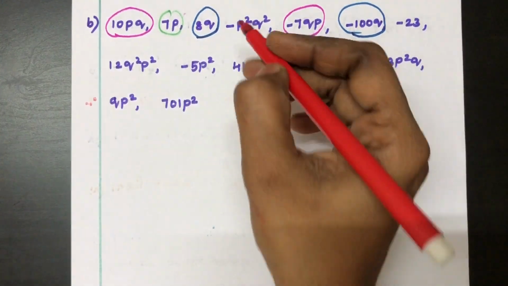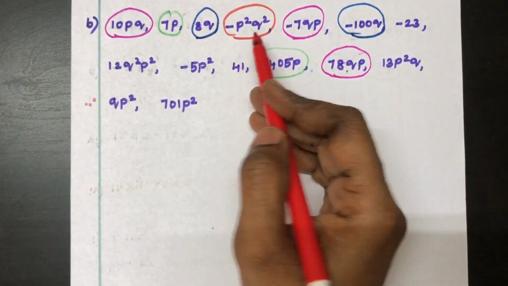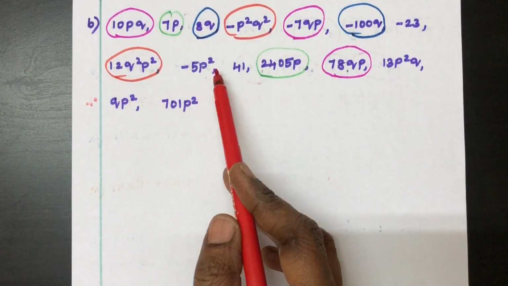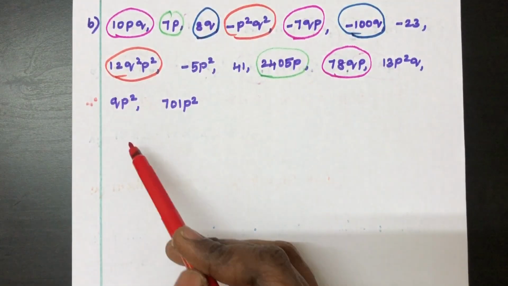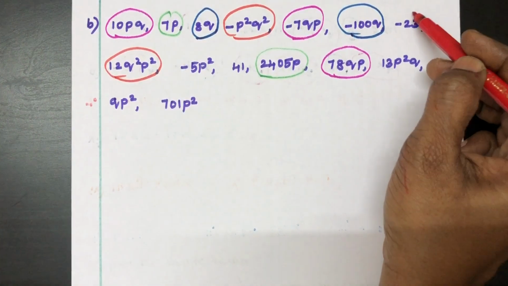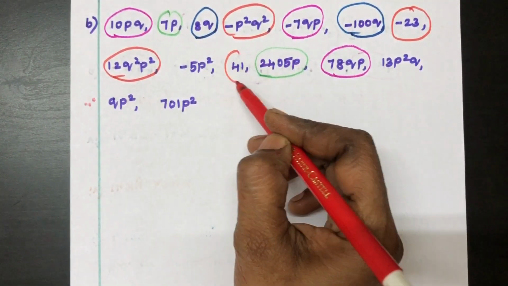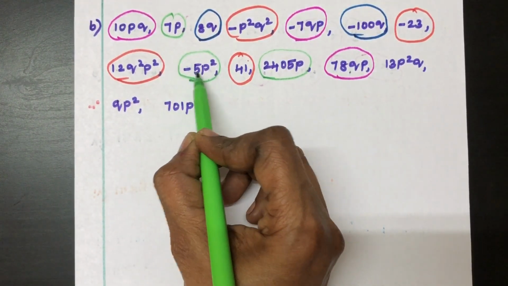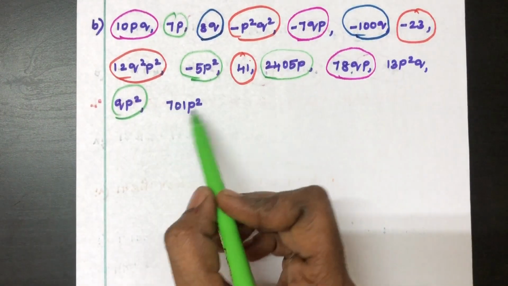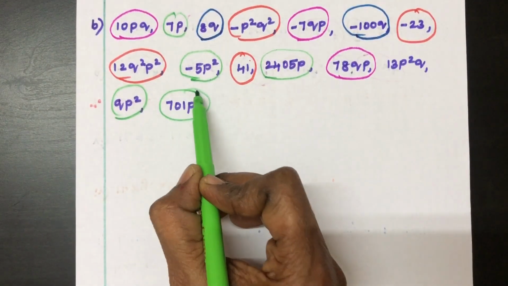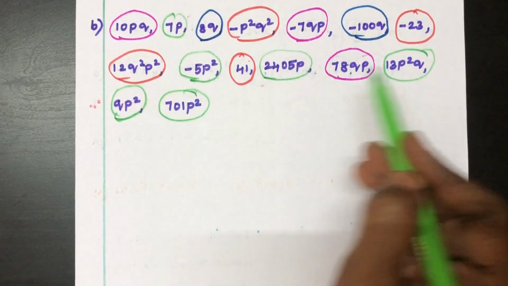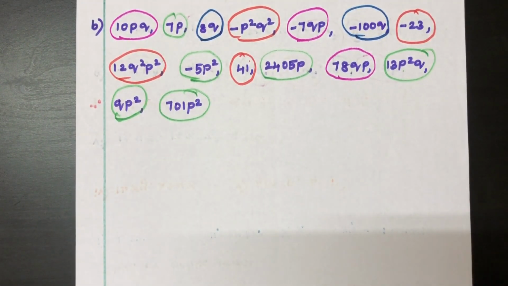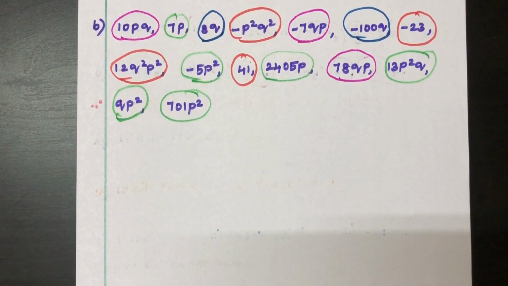Now look for p square q square, minus p square q square, and look for here another 12 q square p square. That's all right. Yeah. Next the constants, minus 23 and 41. Both are like. Look for the p square term, minus 5p square. Another p square is present here, 701 p square. Okay, both are like terms. See, p square q or qp square. Both are like only. So that's all for this chapter, algebraic expression 12.1.